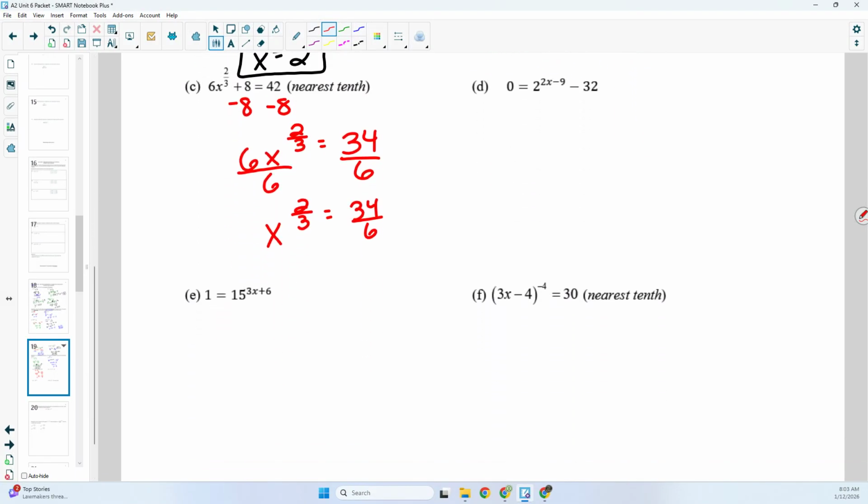So when I get to this point, I see I have an equation with exponents, so I need to use the reciprocal power to cancel out that exponent. So this is not something, I can't really take the square root of 34 over 6 and get a nice number. So I'm just going to type that in my calculator. It says nearest 10th, and that should come out to 13.5.